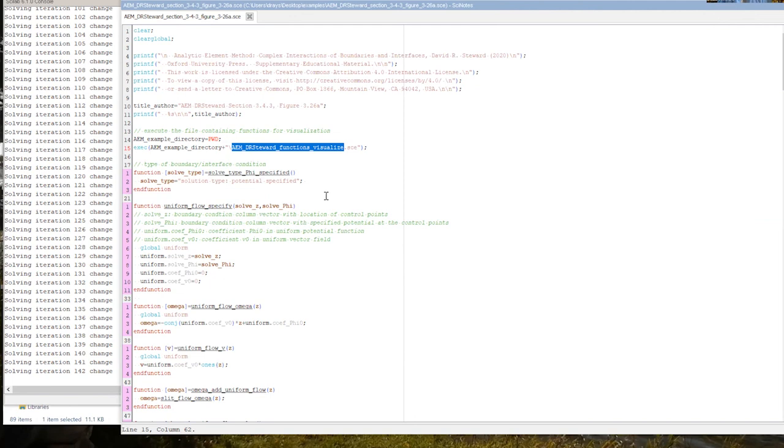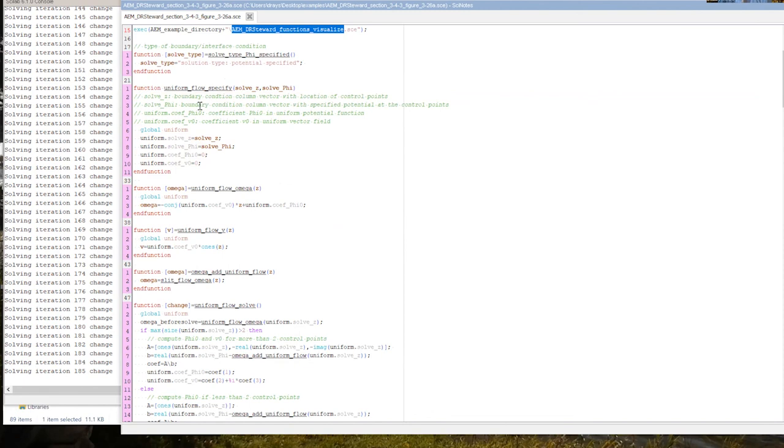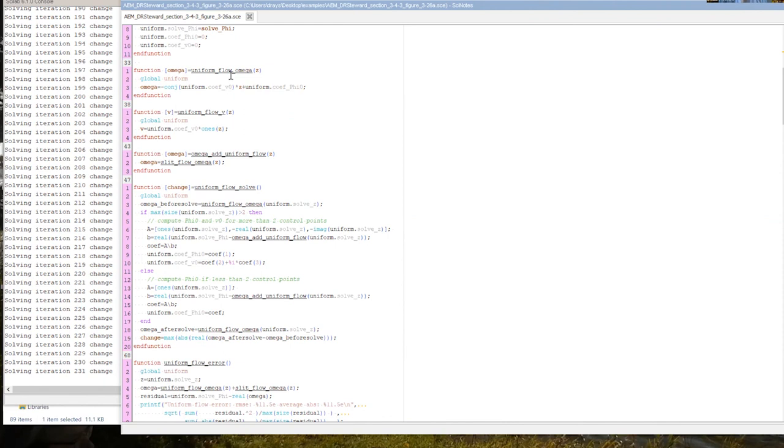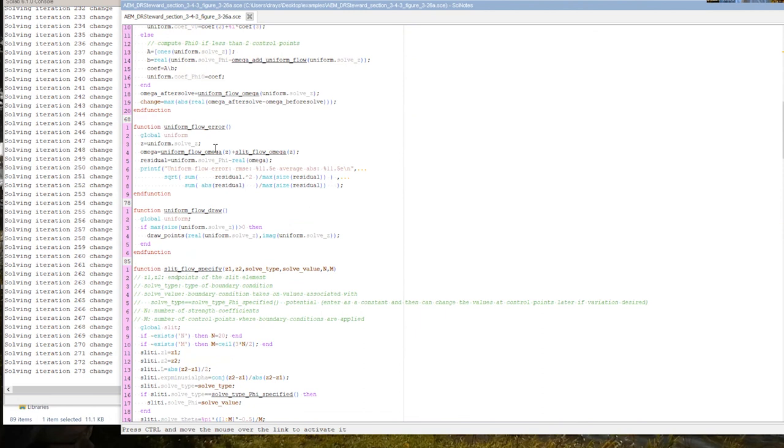For this particular type of problem, the boundary condition is a specified potential. There's a uniform flow component, where we can specify the known elevation of a well, the known potentials at a set of points. We have a complex potential for that, a vector field for that. We've got a solve algorithm to solve for the coefficients, and then an algorithm here to compute the residual error. I'll show you a little bit more about that in just a second.